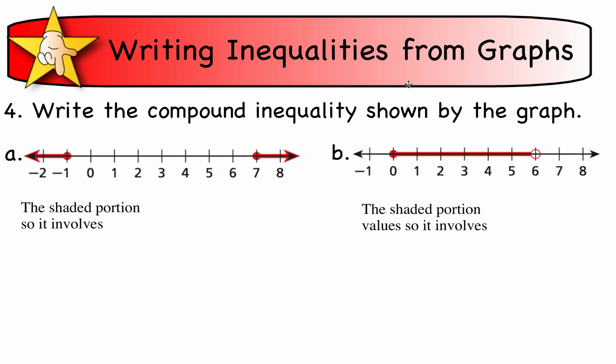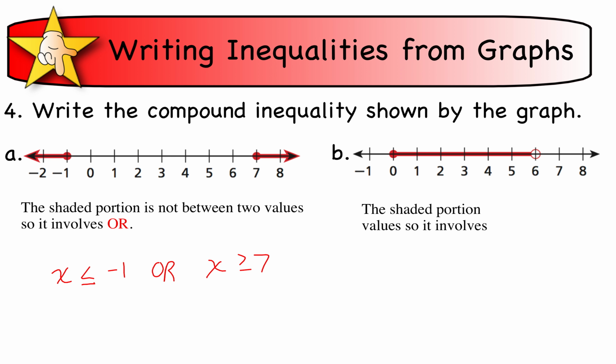All right, how about if we want to write the inequality from the graph? It says write the compound inequality shown by the graph. Well, on the first problem in letter A, our endpoint is -1 and we're going to the left, and then our endpoint is +7 going to the right. Since the shaded portion is not in between the two values, we know it involves an "or" statement. So here's how we would write that. We have two inequalities. We have the numbers to the left of -1, so x is less than or equal to -1, it has a solid dot, so it has an equal to. And then we have "or", again we have a solid dot, x is greater than or equal to 7.